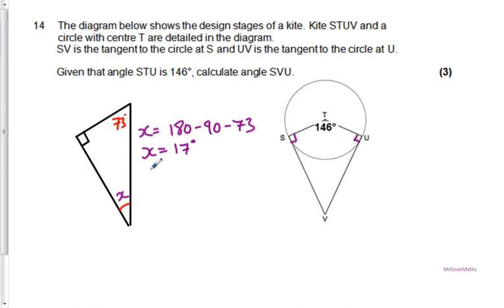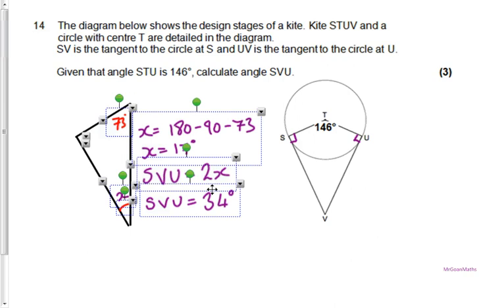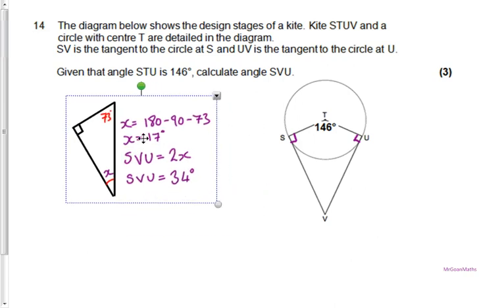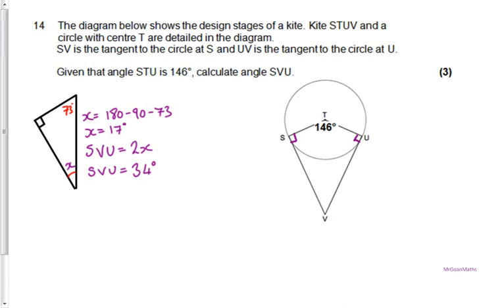We can say that SVU is equal to 2x. So SVU must be equal to 34 degrees. Now, if we want to use the triangle method, that's how we could do it. Split it into two right angle triangles. You just simply have to remember to double the angle that you find at the end, since there are two of them. The other method is our knowledge that all quadrilaterals add up to 360 degrees.